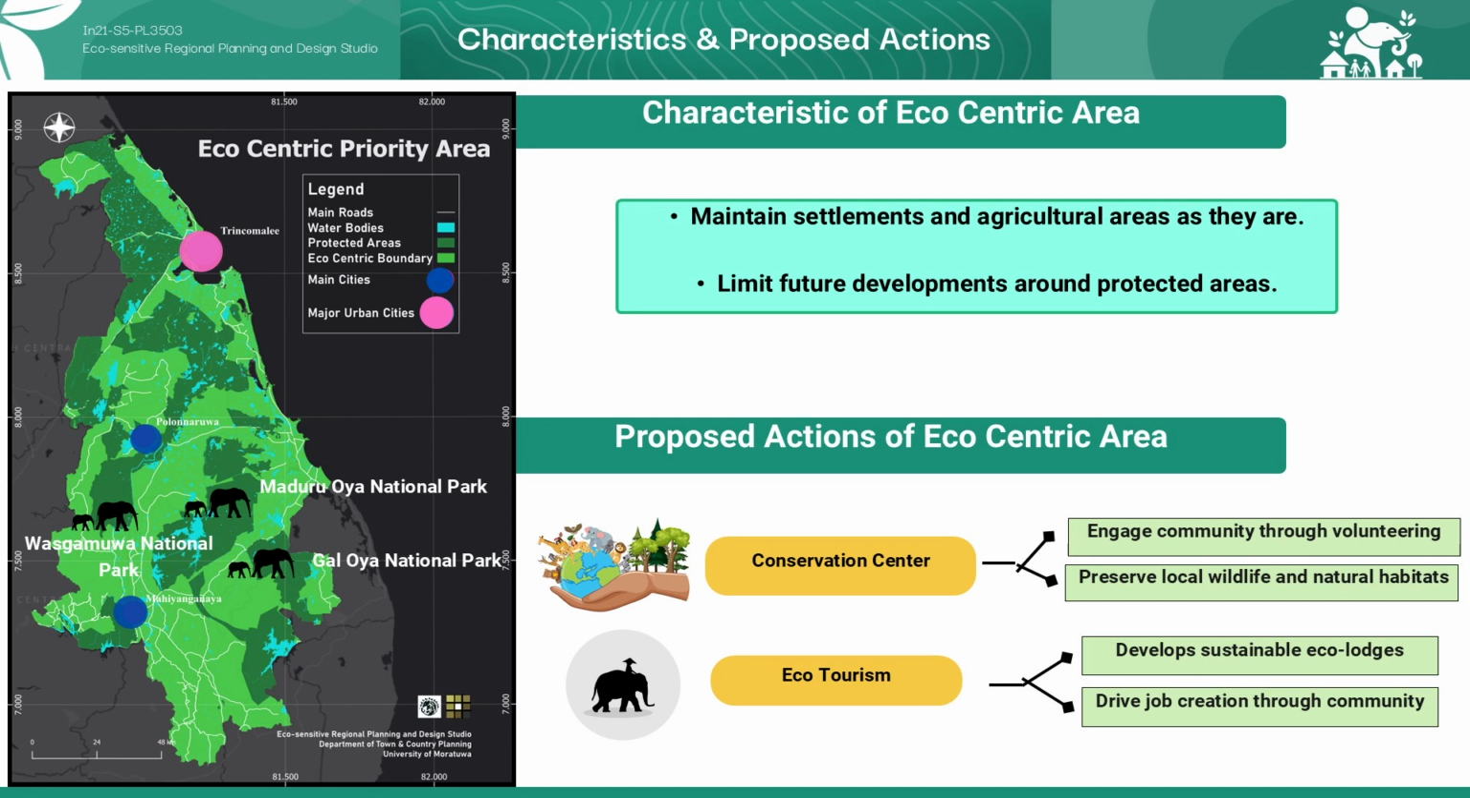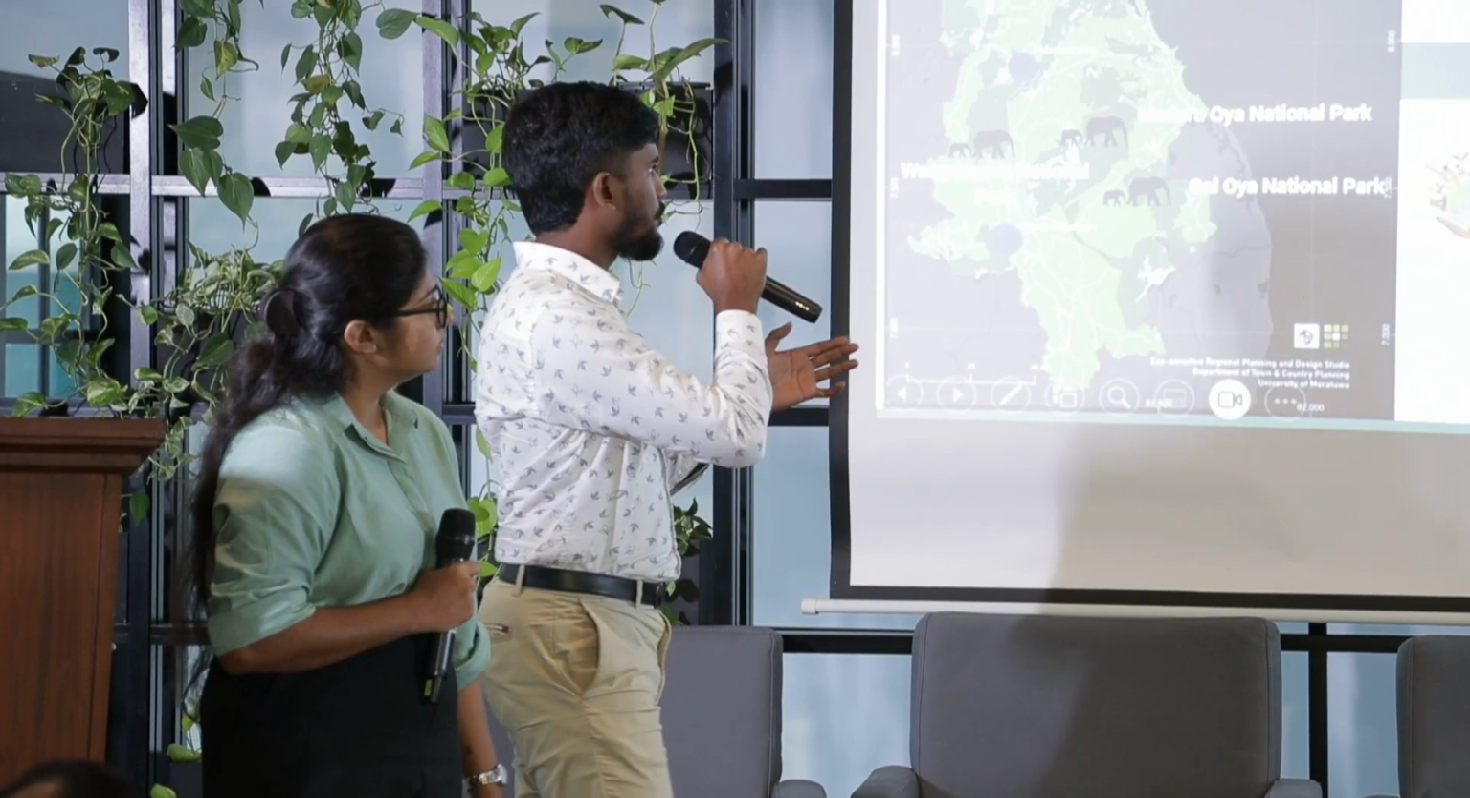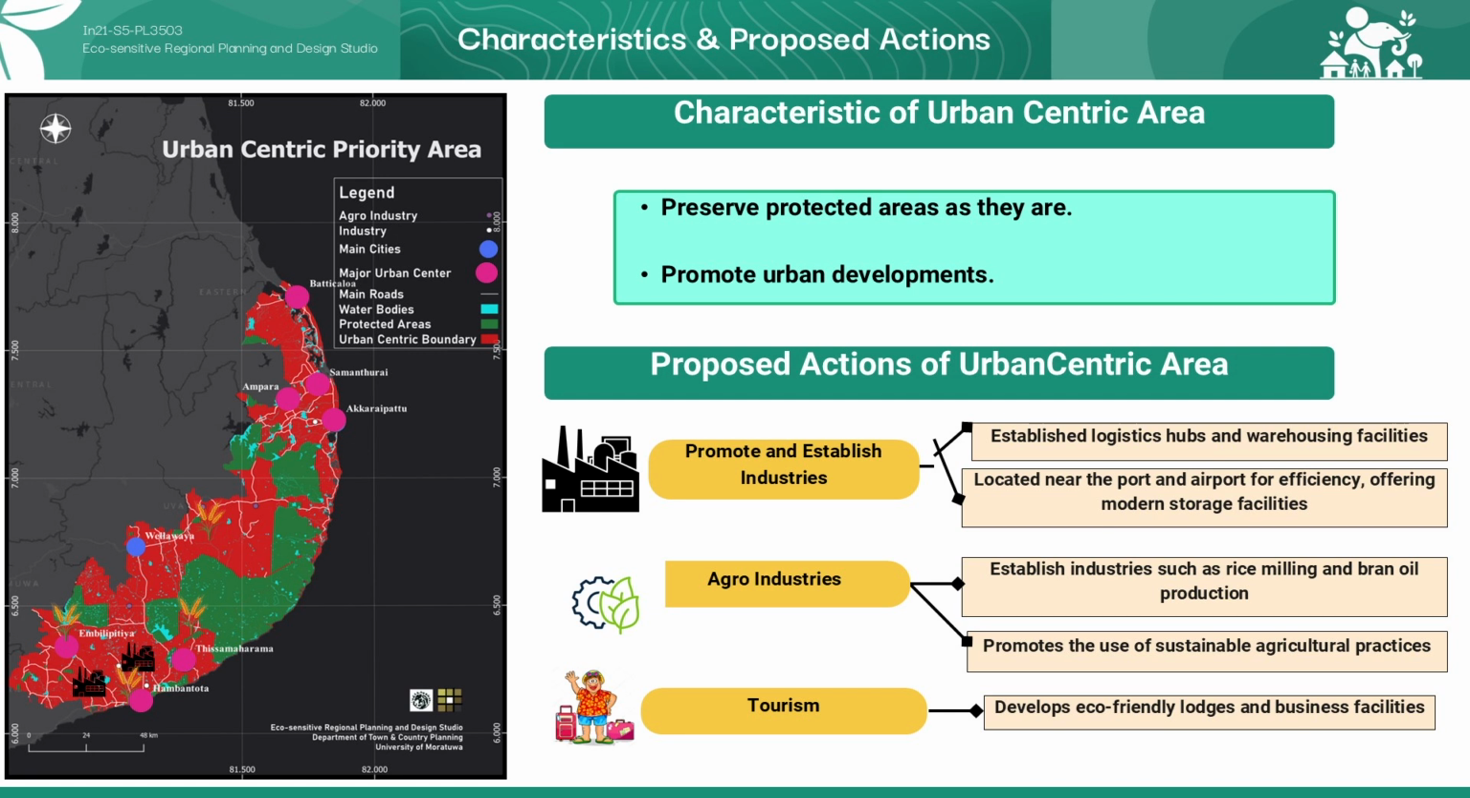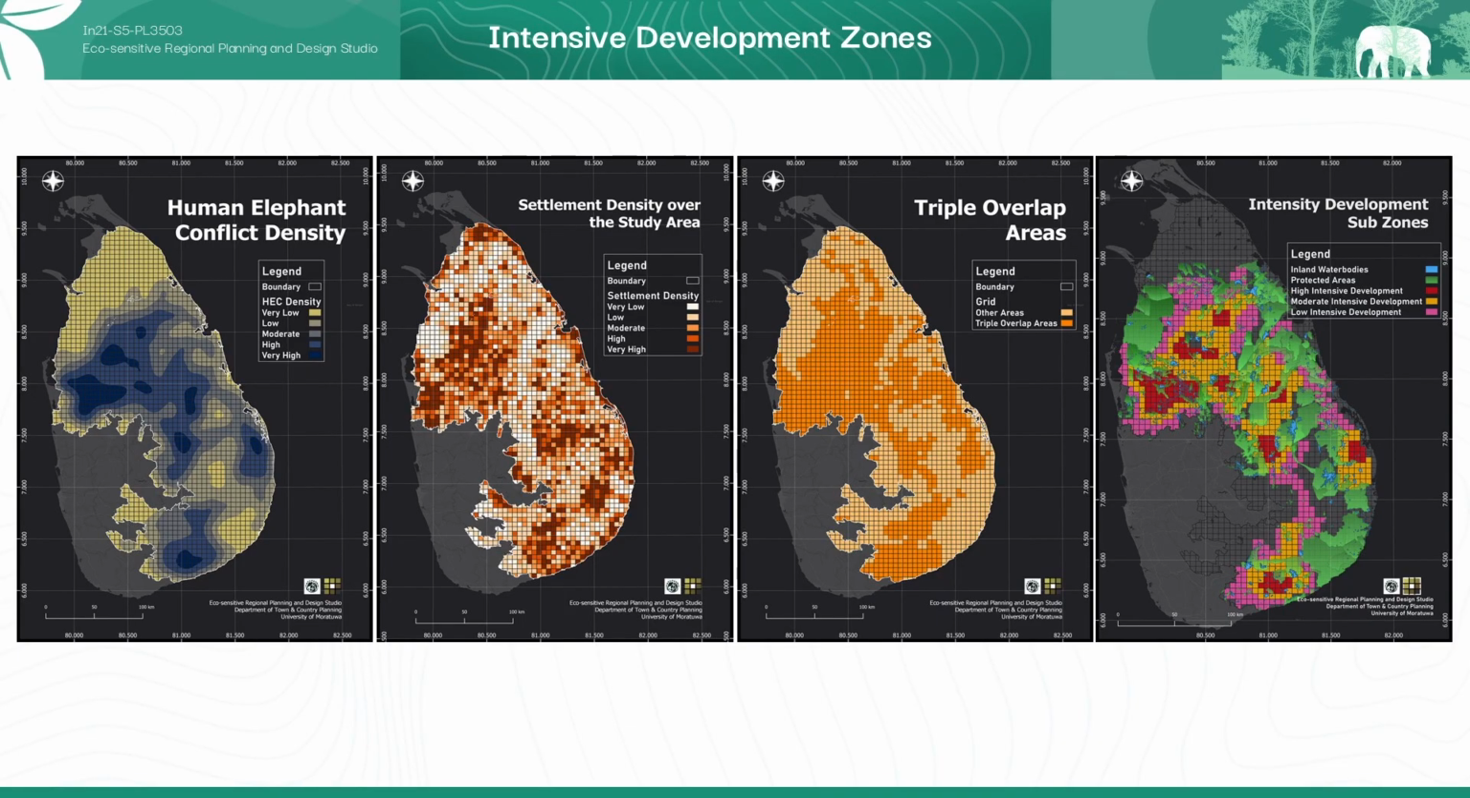Also, in the forest-centric priority area, we mainly prioritize community-based wildlife tourism focused on areas such as Madhuroy National Park, Wasgamu and Galloy National Parks. So, in the urban-centric priority area, we mainly accommodate Greater Hambantota and Eastern Urban Corridor, as considered in the national physical plan. Also, we focus on key coastal tourism destinations like Yala, Kumana and Arugam Bay.